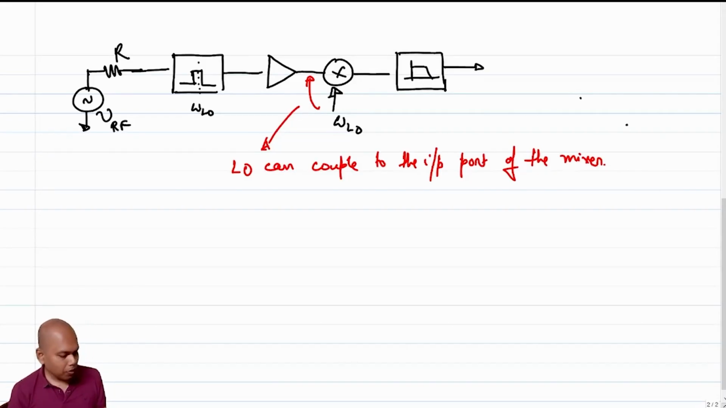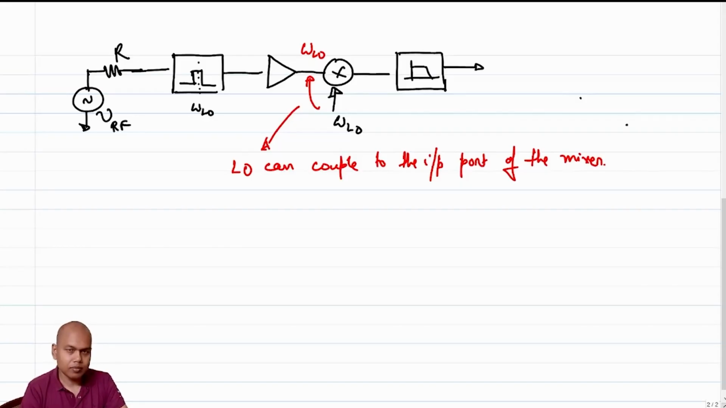So now, what happens if the LO couples with the input port of the mixer? If the LO couples with the input port of the mixer, then the frequency of interest at the input of the mixer is also at omega LO, right? The frequency that is getting coupled at the input of the mixer is also at omega LO. So this coupling is at omega LO, right? It's in and around omega LO, isn't it?